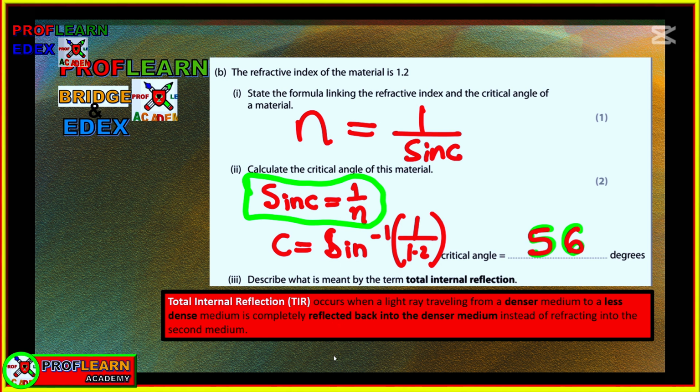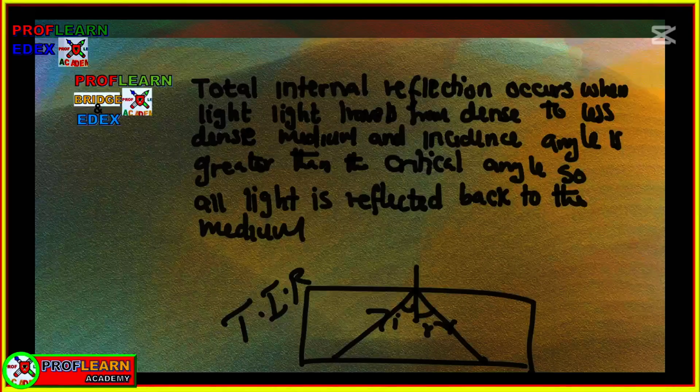Another concept that is very important for you to remember in IGCSE Physics refraction is total internal reflection, TIR. Total internal reflection is a phenomenon which occurs when light travelling from a dense medium to a less dense medium is completely reflected back into the dense medium instead of refracting into the second, less dense medium. So total internal reflection occurs when light travelling from a dense medium to a less dense medium is completely reflected back, and this occurs under the following conditions.